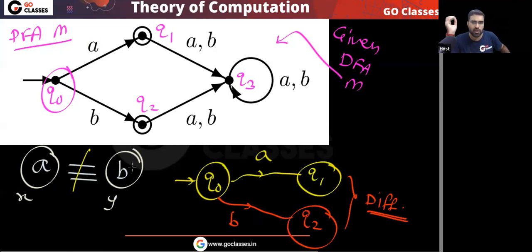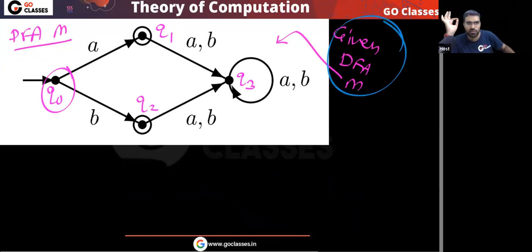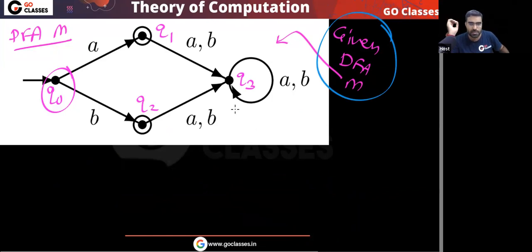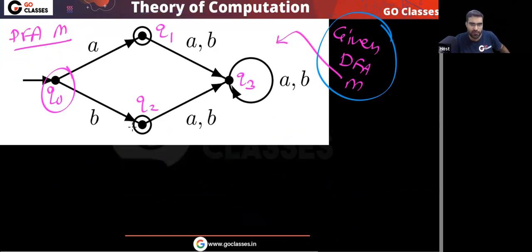Let me tell you one mistake people will make. Some students will minimize this DFA. Let's assume in the exam this DFA is given to you in the question. Will you check on this DFA or will you minimize it first? Don't minimize. Please understand, check on this DFA.